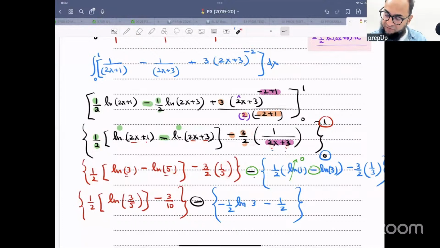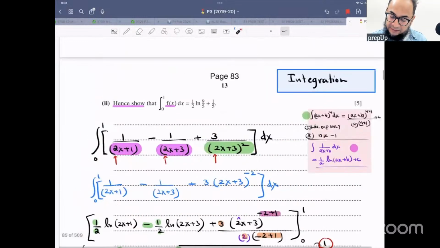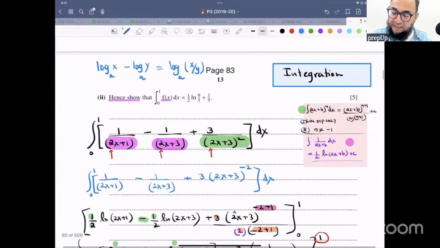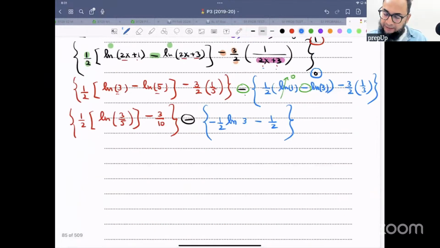That's all good. If I plug in 0, this thing is gone. So this 3 and 3 over 2, that cancels. I'm left with half. Ln of 1 is 0. Ln of 3 is there. This minus remains. Minus ln 3 over 2, that is good. Ln 3 minus ln 5, that's a rule of log. Which rule am I talking about? I'm talking about this thing. Log x base a minus log y base a, that is log x over y base a. That is the rule that is applicable over here. And I think it's all good.